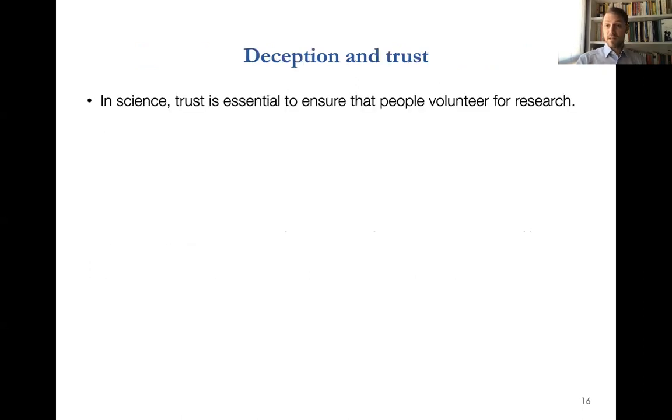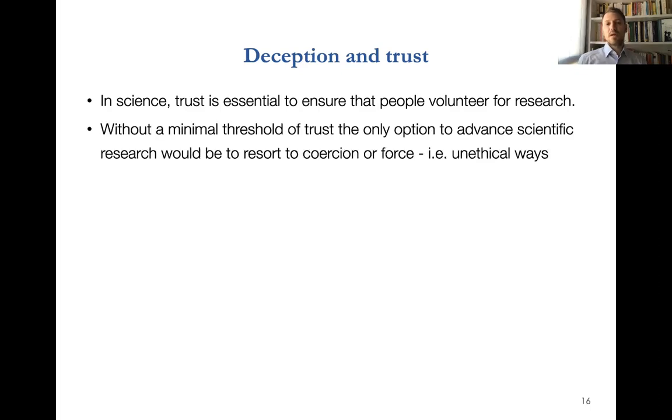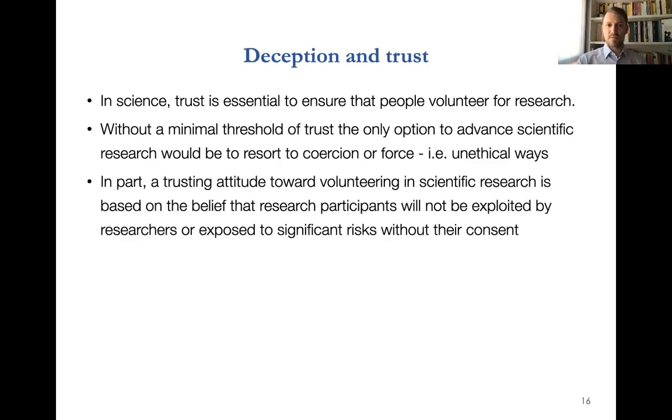The second rationale instead refers to trust. So in science, obviously, trust is essential to ensure that people volunteer for research. And without a minimal threshold of trust, the only option to advance scientific research would be to resort to coercion and force, as I said before. So a clearly unethical way of fostering scientific knowledge.